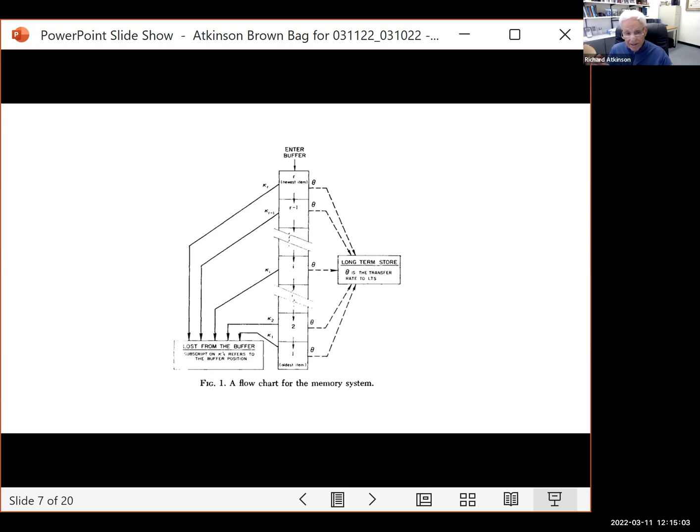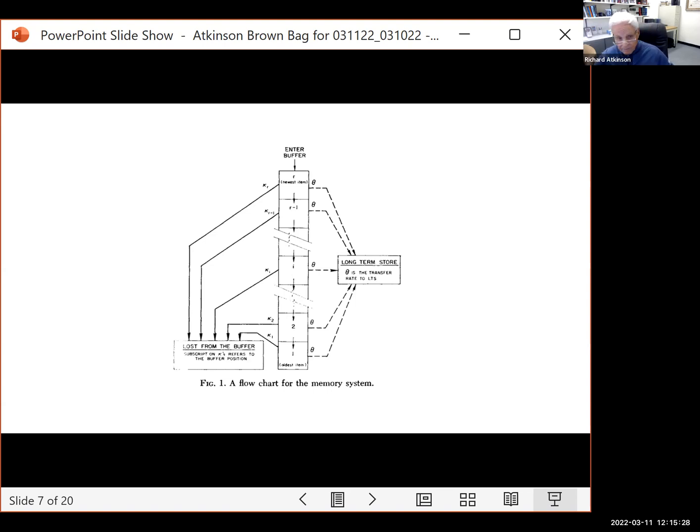On the other hand, if the item was early on, it was probably out of the buffer, and then there'd have to be a search of long-term memory because there was a theta process that would cause an image of the item to be placed in long-term store. And so we had that.